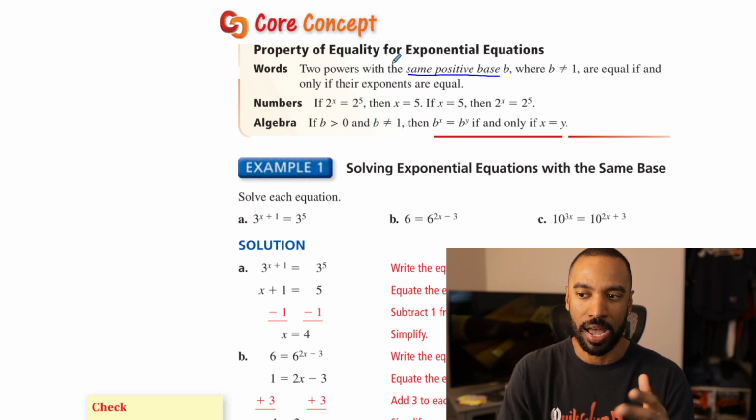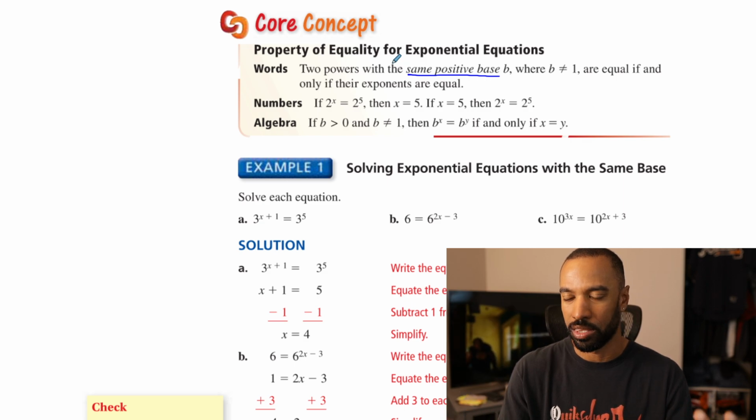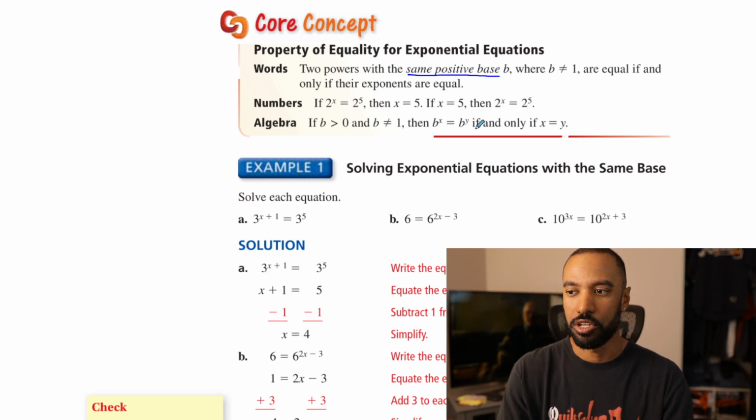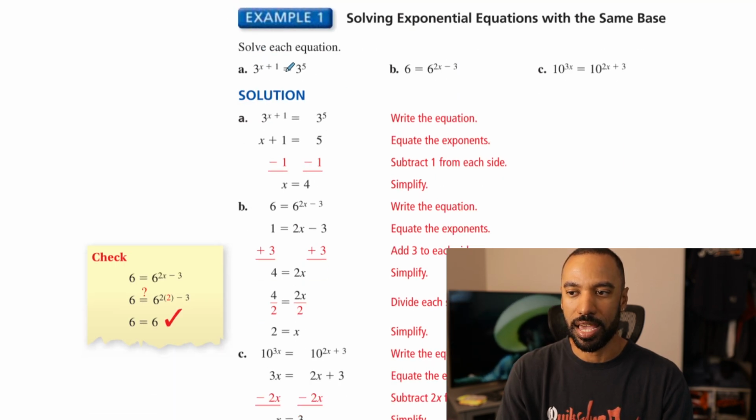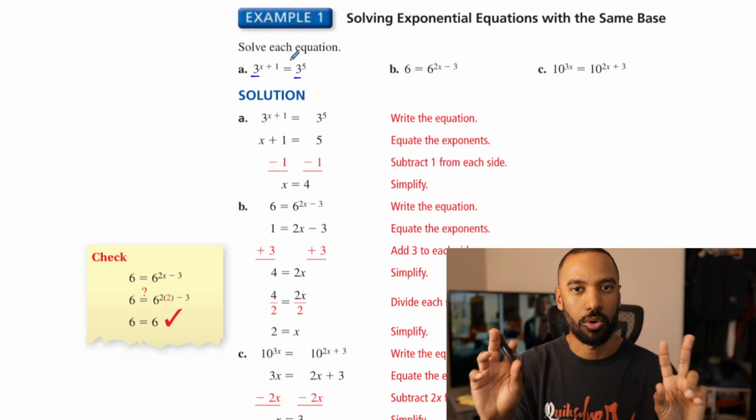We've talked a lot about why b is a positive number other than 1 that we use here. So we can use it for any b algebraically, like so. Let's look at some examples. 3 to the x plus 1 equals 3 to the 5th power. As long as the bases match, which they do, you can then equate those exponents.